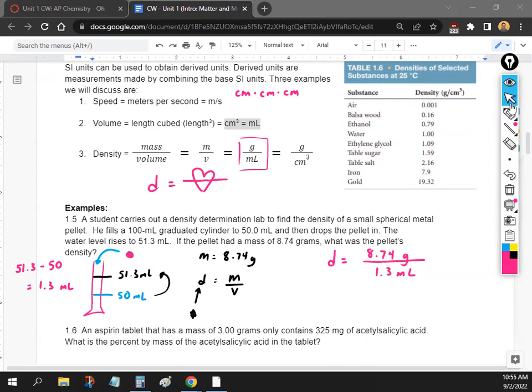Okay, so from here, super simple calculation. You just need to do top divided by bottom. So you punch into your calculator 8.74 divided by 1.3, and that will give you an answer of 6.723. And you always have to write the units of measurement, so grams per milliliter. 6.723 grams per milliliter.